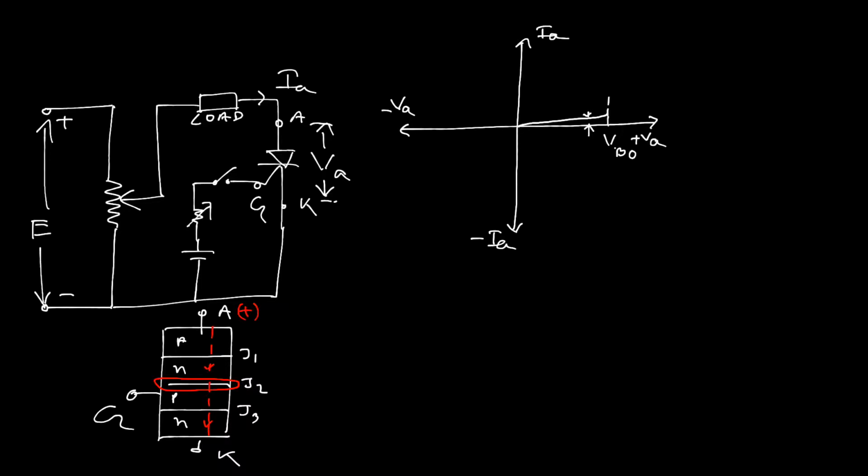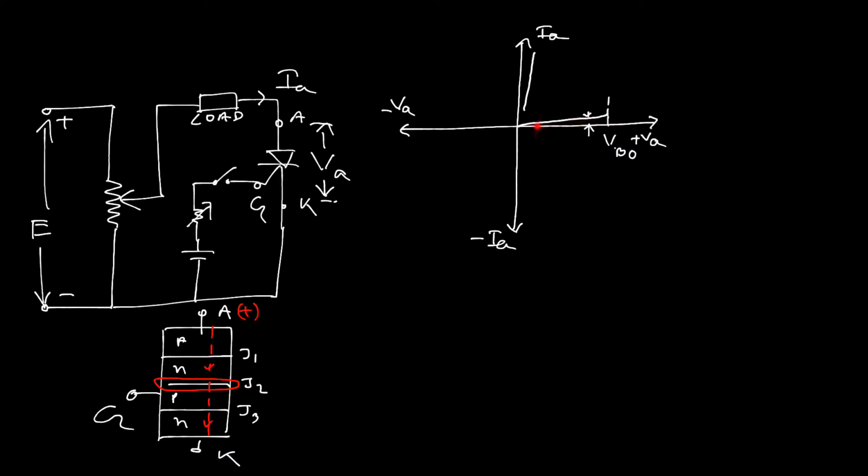Then it will be behaving like this one. Okay? So what happened? I repeat. In this particular region, when we apply the anode voltage below the breakover voltage, then due to the presence of the reverse biased junction J2, a small amount of leakage current starts flowing, and the device is in the blocking state. That is why this region is called the first mode of operation, or forward blocking mode.